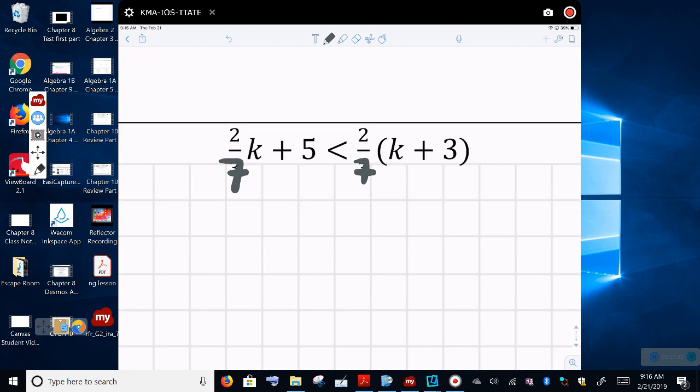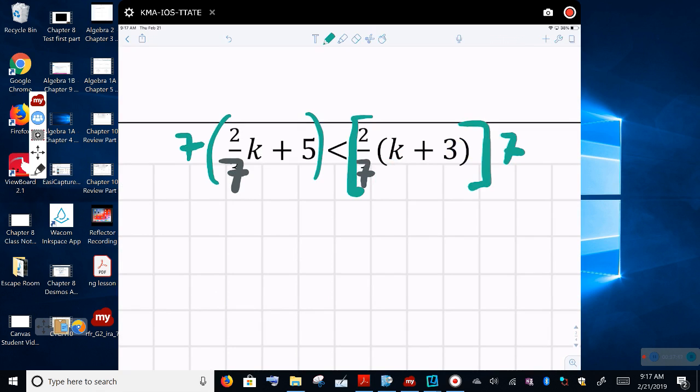What can I do to get rid of the fractions? Multiply. Well, how many fractions do I have? 2, but they happen to have the same denominator. So I really only need to multiply by one number. If they had different ones, like if I had kept this as 3, then I would multiply the left side and the right side by a 7 and a 3. But I'll leave it here. I'm going to multiply the whole left side by 7 and this whole right side by 7.